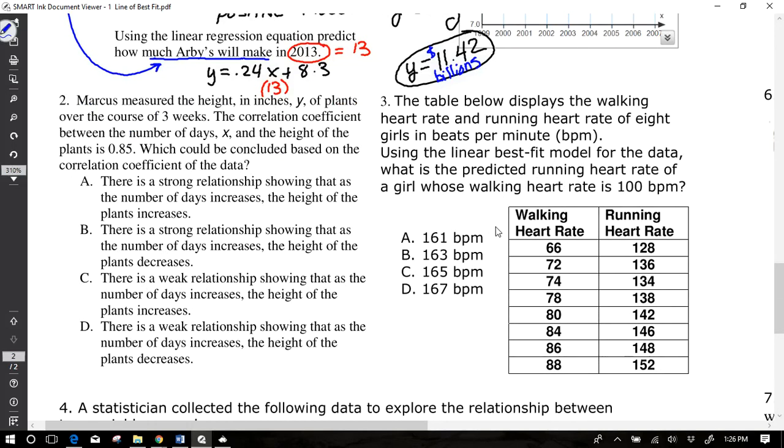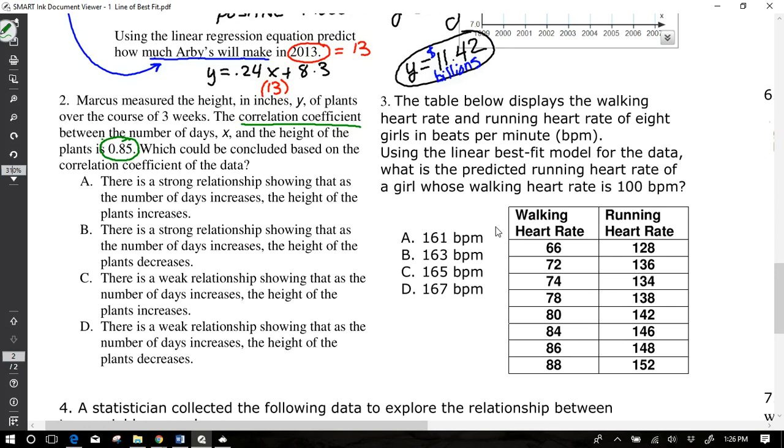Marcus measured the height in inches, Y, of plants over the course of 3 weeks. The correlation coefficient between the number of days X and height of plants is 0.85. Which could be concluded based on the correlation coefficient of the data? This is an extremely good example of an EOC style question that is simply evaluating what it is that you understand about correlation coefficient.